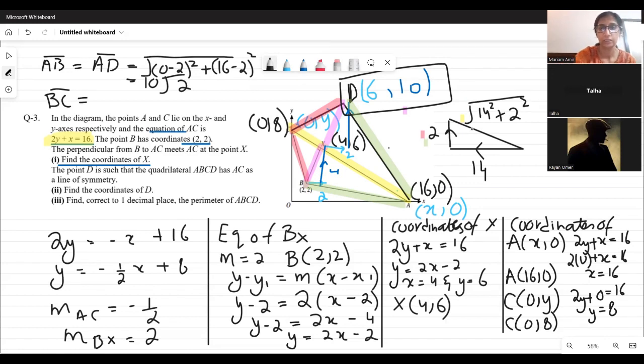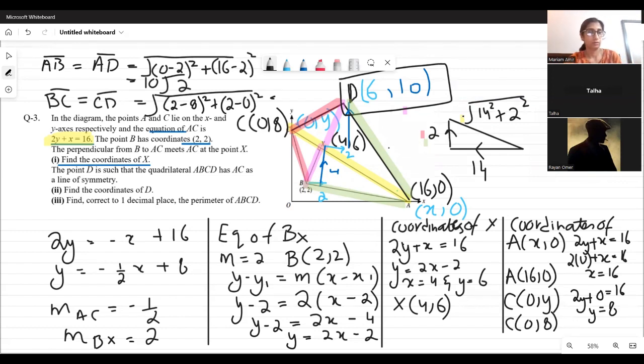Okay. Now let's find the distance BC, which is the same as distance CD. So again, distance formula. I'm going to use 2 minus 8 whole square plus 2 minus 0 whole square, which gives 2 minus 8 whole square plus 2 square, which is 2 under root 10.